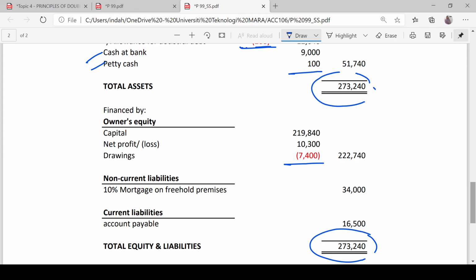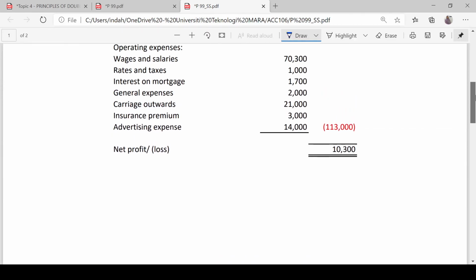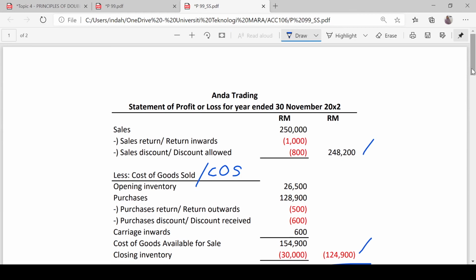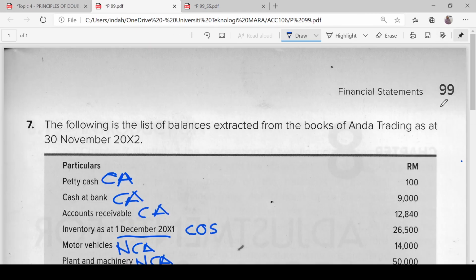inshallah. So that's all for the discussion of the preparation of the financial statements for question number 7 on page 99.